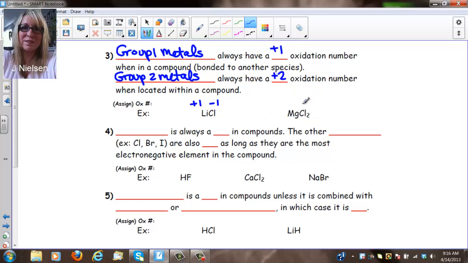Here's a group 2 metal. Chlorine is -1. -1 times 2 is -2. This has to equal 0, so Mg had to be +2. Rule 4. Now we have a couple of exceptions coming up. Rule 4 is an exception, and Rule 5 is an exception. And actually Rule 6, but I'll wait till we get there. So these are some exceptions coming up.